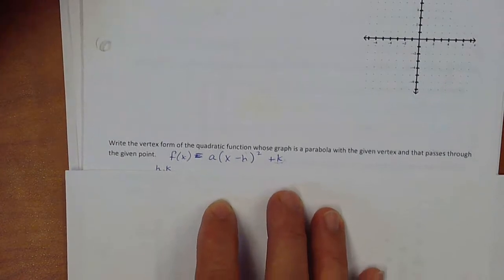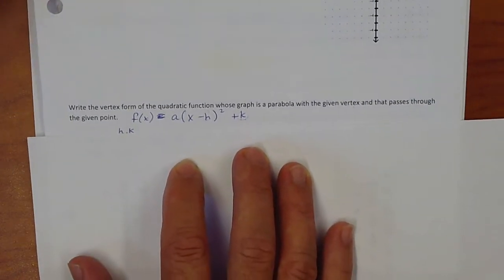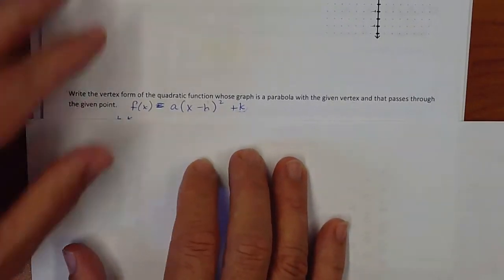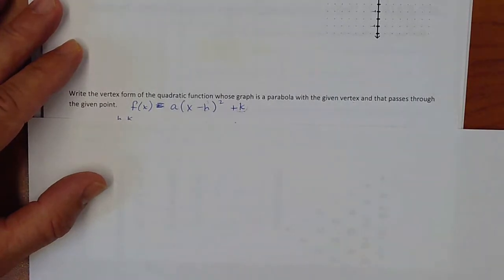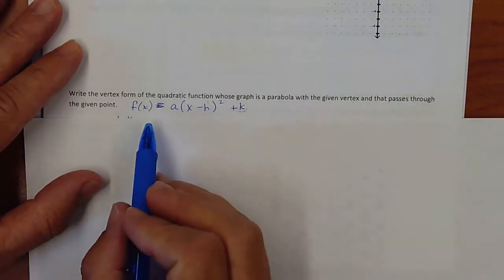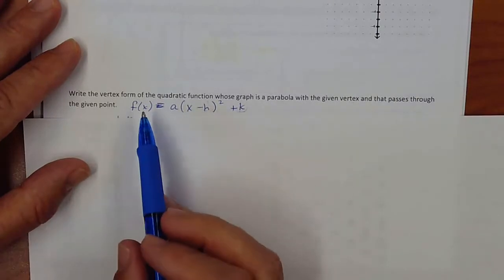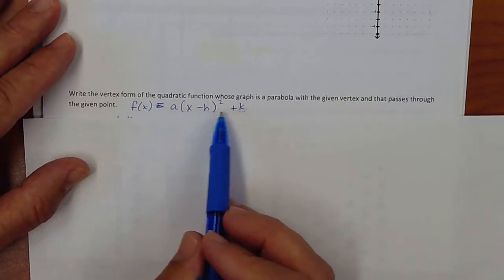Okay. Directions say, write the vertex form of the quadratic function whose graph is a parabola with the given vertex and passes through the given point. Okay. You might want to do this as well. This is just the vertex form from the previous page. Why don't you write it down?